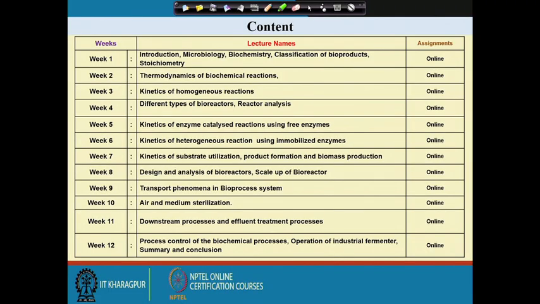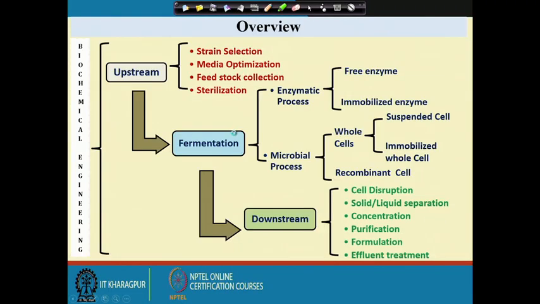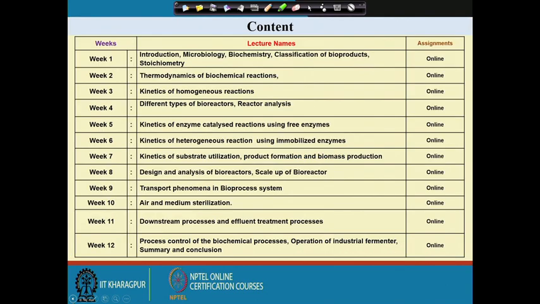So we will discuss the kinetics of the enzyme catalyzed reaction. Then we'll discuss the enzyme catalyzed reaction using the free enzymes and using the immobilized enzyme, both we can discuss. And then the kinetics of substrate utilization, product formation and biomass production. This is a very important aspect as the biochemical processes are concerned, where we use the living cells.